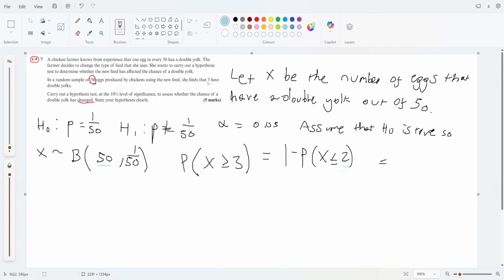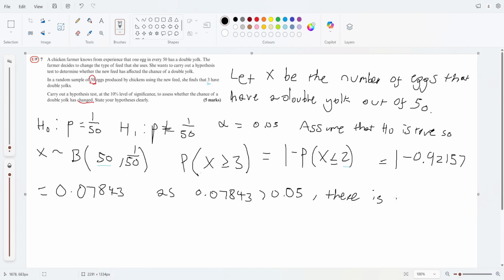So once you've put that into your calculator, you should get 1 minus 0.92157. I usually go to 4 or 5 numbers. You can go to more. I wouldn't recommend going to like 3 or 2 because that's too little. But if I actually work out what this is, it's going to be equal to 0.0784, or at 5 digits, 0.07843. So as 0.07843 is more than alpha, which is 0.05, there is not enough evidence to reject H0.